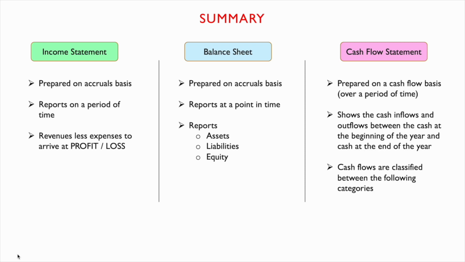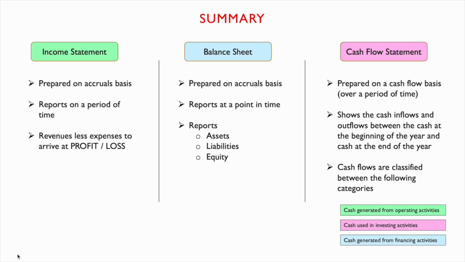And then finally, our third primary statement is the cash flow statement. It's prepared on a cash flow basis of accounting, and it reports over a period of time as well. It shows the cash inflows and outflows between cash at the beginning of the year to cash at the end of the year. And in terms of how those cash flows are classified, they will be classified in the following categories: cash generated from operating activities, cash used in investing activities, and then cash generated from financing activities.